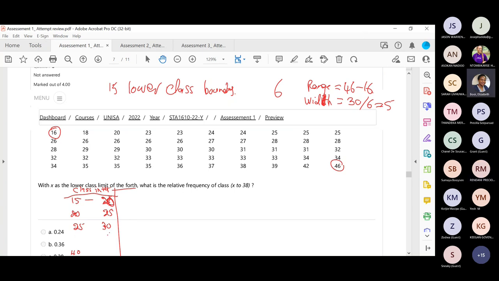Less for this question, they made a mistake with that 38. It should have been, so if that class width is 5, so 15 plus 5 will give us the upper limit, which would be 20, because the difference between the two should give us the class width. And from 20 to 25, 25 to 30, 30 to 35, which doesn't take us to the fourth class limit, with X as the lower class limit of the fourth.